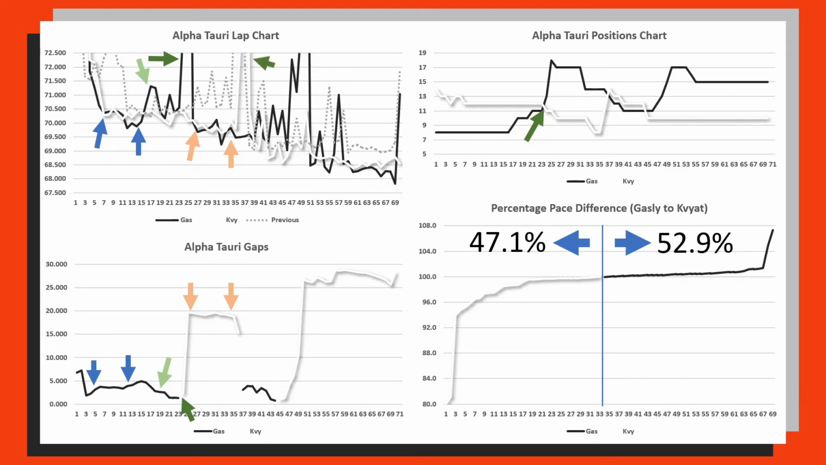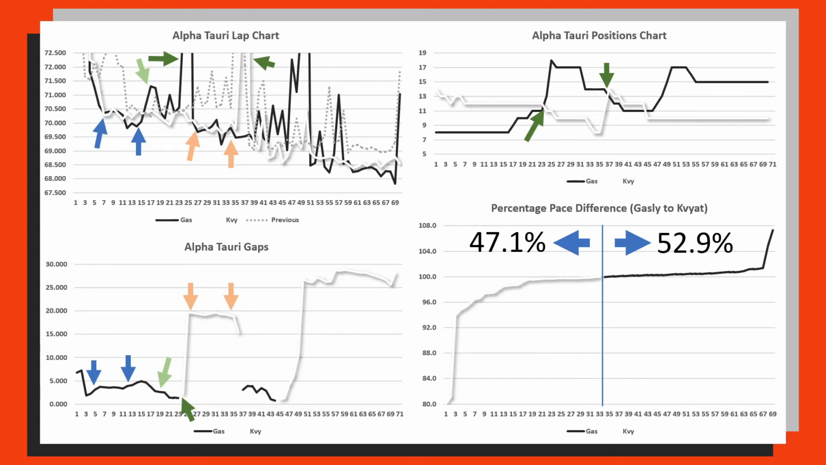We then see just up here that Danny Kvyat comes in for his pit stop, and it is shown here on the positions chart on the right hand side, where he again loses a fair chunk of places, going from P8 down to P14, so a very similar amount of places to Pierre Gasly, but he is physically higher up the grid by the time he pits.